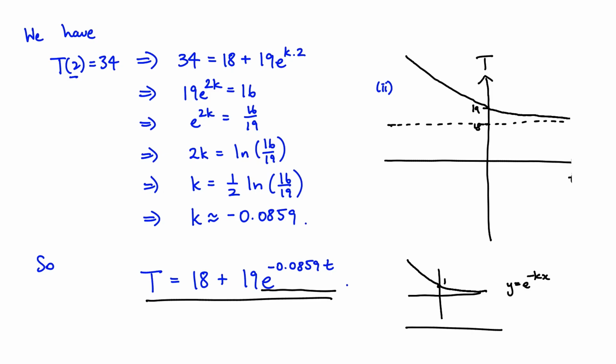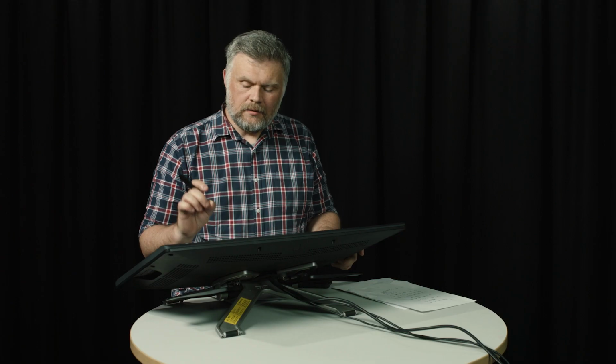Okay, now part 3 was about what happens to the temperature as time gets really big. Well, we've essentially answered this question using the graph. Essentially, it's asking what happens to the graph when time goes off to infinity, and as we've discussed, it gets closer and closer to 18 degrees. It never actually hits 18 in theory, but it gets closer and closer.